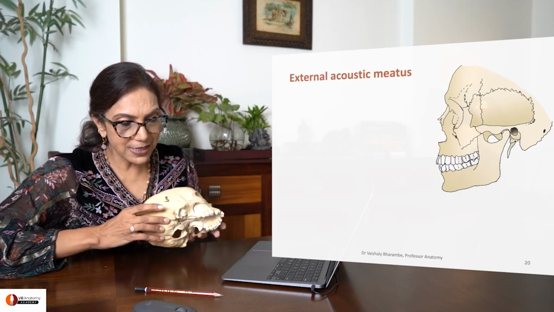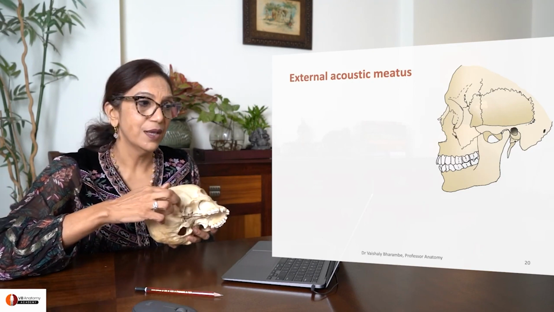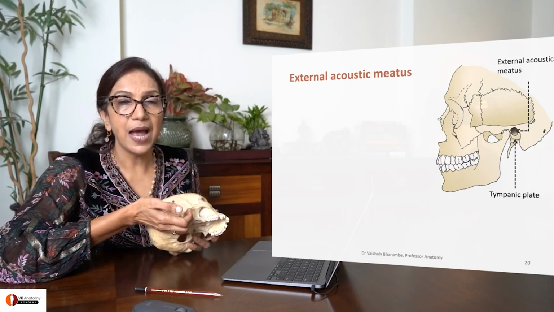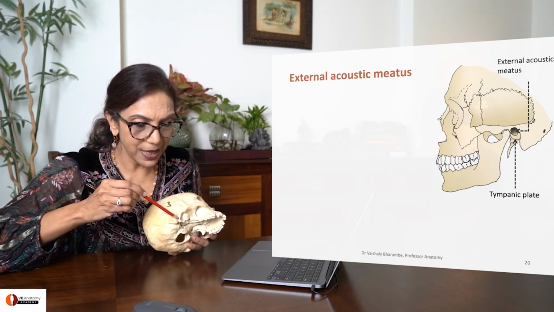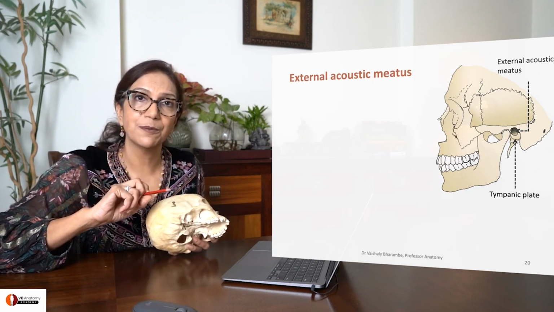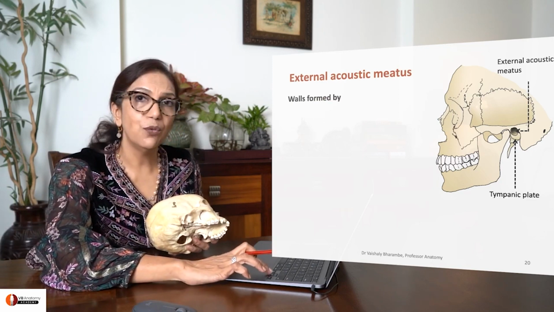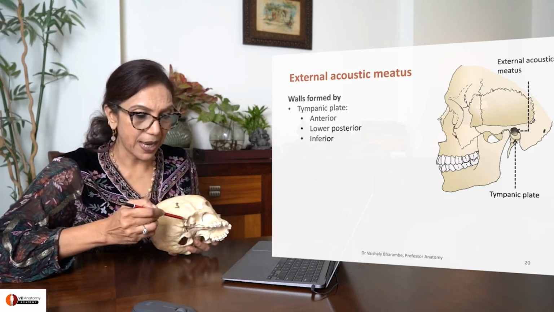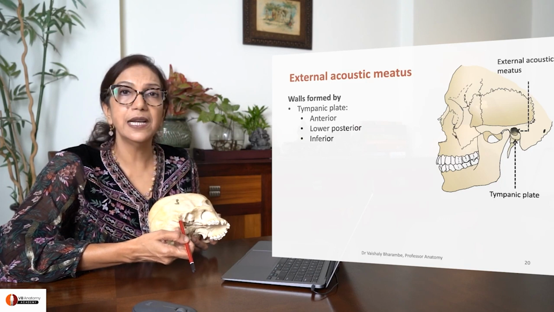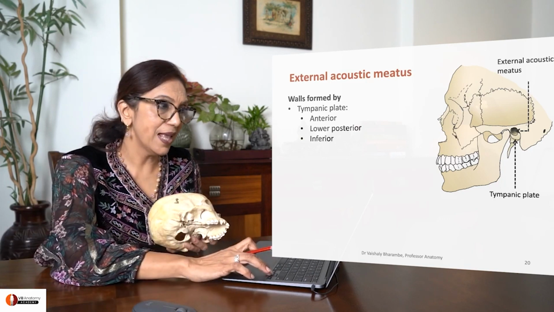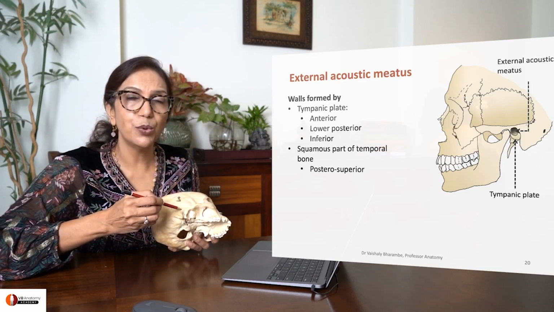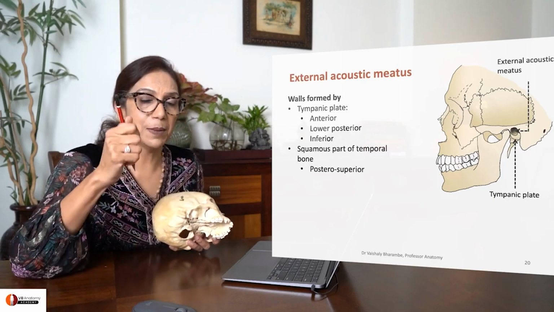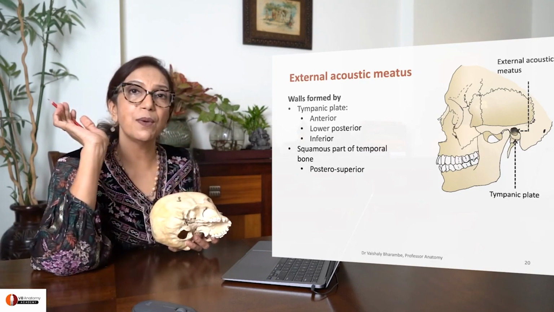I want to discuss the external acoustic meatus here. As you can see, the external acoustic meatus is supported inferiorly, anteriorly and posteriorly by a bone called the tympanic plate. The walls of the external acoustic meatus are formed by the tympanic plate anteriorly, inferiorly and a little bit in the posterior part, whereas the squamous part of the temporal bone forms the posterior-superior boundary. The rest of the boundary is formed by the tympanic plate.